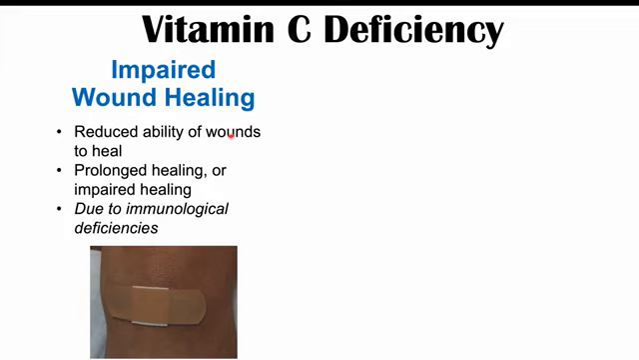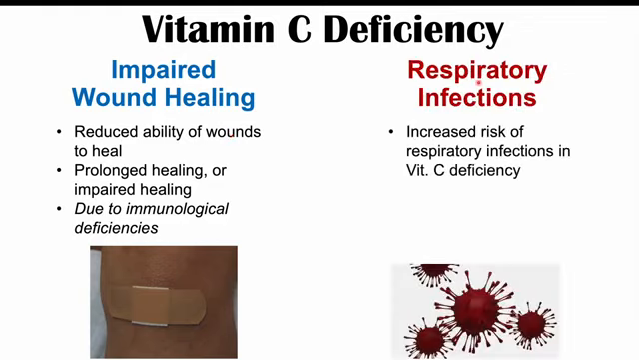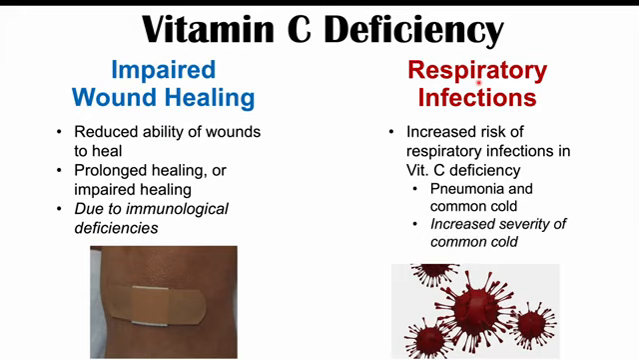So white blood cells use a lot of vitamin C. If there's not enough vitamin C, they may not function properly, but it also can occur because vitamin C is important for collagen synthesis. We can also see increased risk of respiratory infections if you have a vitamin C deficiency. So pneumonia and common cold can occur more commonly and for longer periods of time and have increased severity. So there can be increased severity of common colds. So the common cold may be more severe and longer lasting in a vitamin C deficiency. And again, this can apply to a subclinical vitamin C deficiency as well.